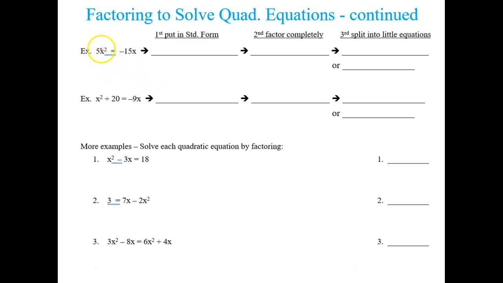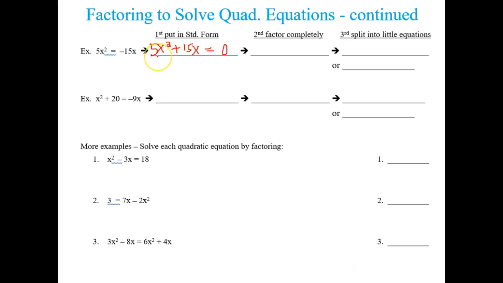In my example here, I do not have it in standard form. I have to have everything on one side and 0 on the other side. So I'm going to put 5x squared, but then when I move the negative 15x over, it'll become positive 15x. And all of that equals 0. So that's what I did first. I moved this negative 15x over.